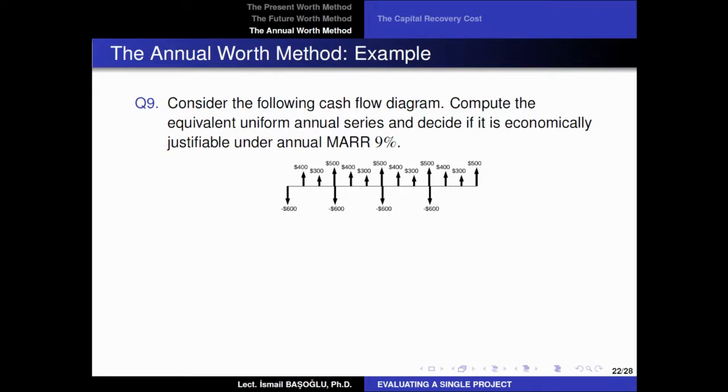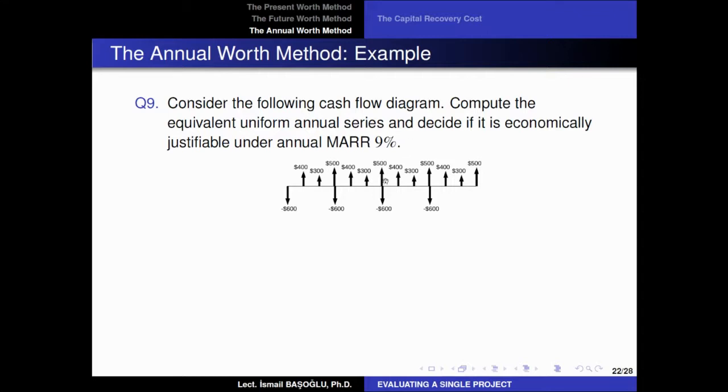Okay, now the question is this. Is this investment plan economically justifiable under an annual minimum attractive rate of return? So the question assumes that these are annual series. So each period here is a year, and these are end of year payments. And under a yearly minimum attractive rate of return of 9%, is this investment economically justifiable?